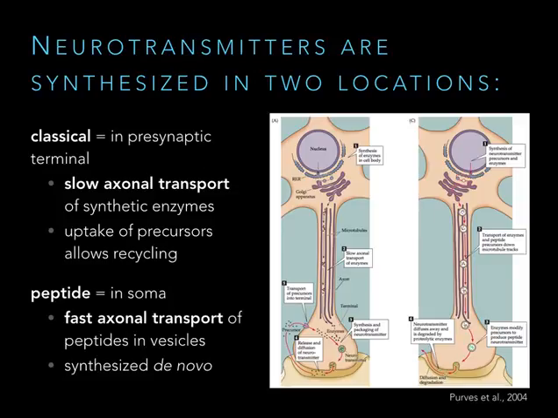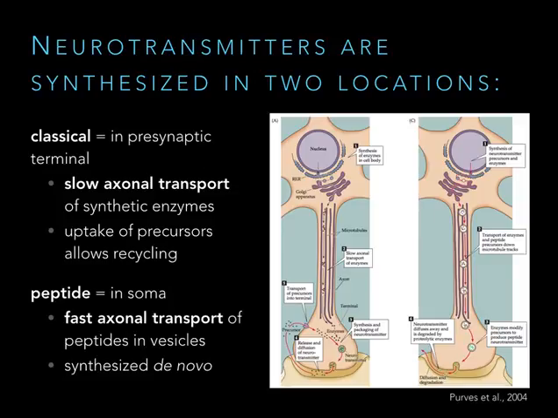This is good because it allows for recycling of the classical neurotransmitters. Because we're using classical neurotransmitters like glutamate, GABA, all day, every day. Peptide transmitters, on the other hand, we don't release as often because they're a little more costly to produce.